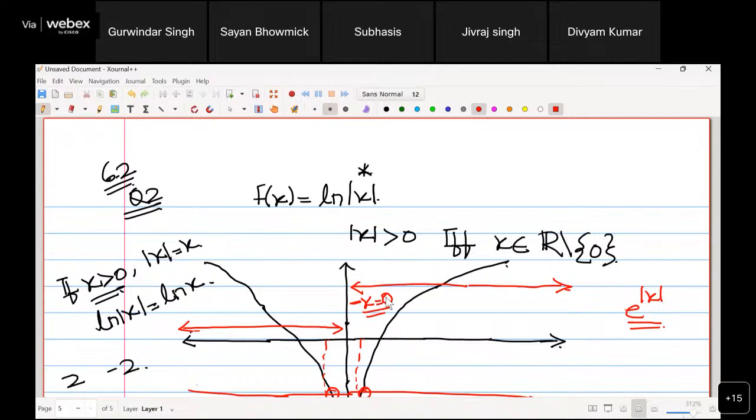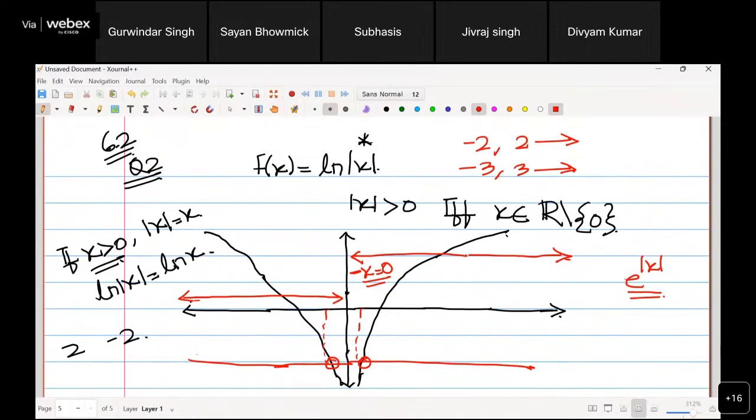The inverse of a function makes sense when the function is 1 1, and some other things are needed, but the first thing is the function has to be 1 1. Clearly this function is not 1 1, because at -2 and 2 this will give me the same value, at -3 and 3 the same value. So it has no inverse.